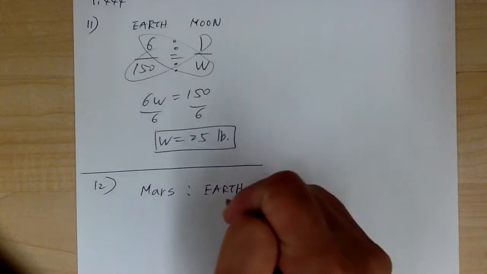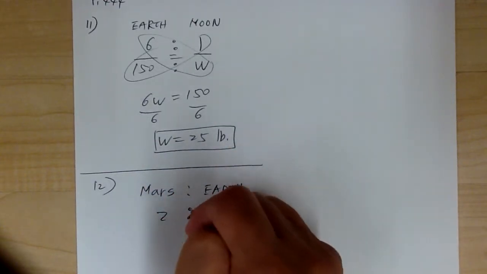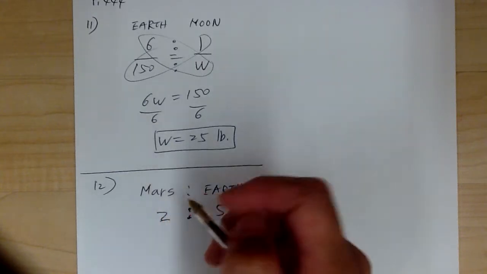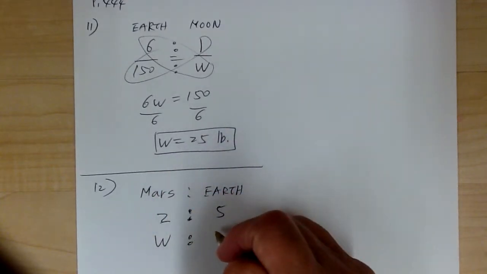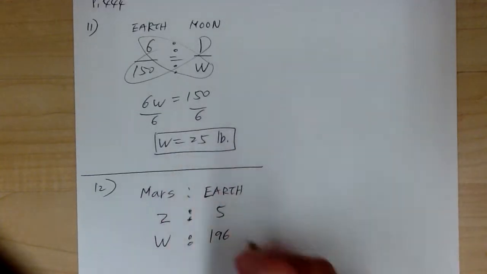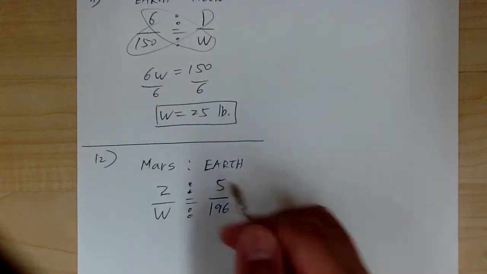So this is Mars to Earth, and it's 2 to 5. So how much would a 196-pound person weigh on Mars? So the weight on Mars when the person is 196 pounds on Earth. Read carefully and line things up. You can make it into an equation and you cross multiply.